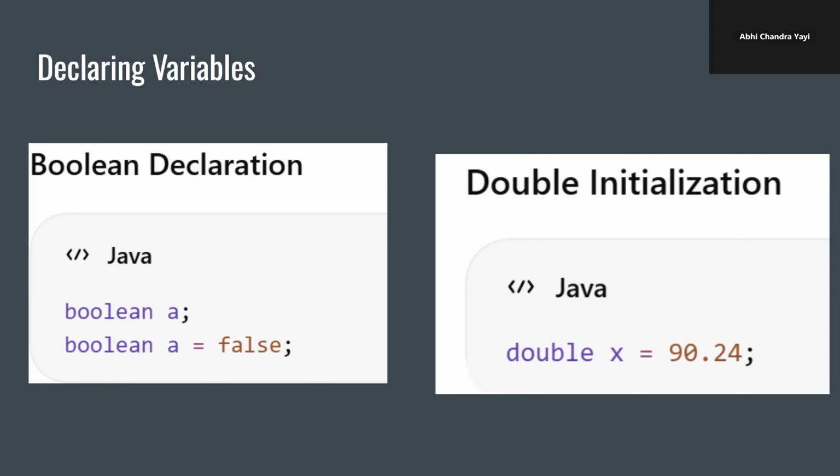And if you want to do it in the same line, like in the second picture, we are initializing a double. So just double x equals 90.24. So it will declare and initialize it in the same statement.